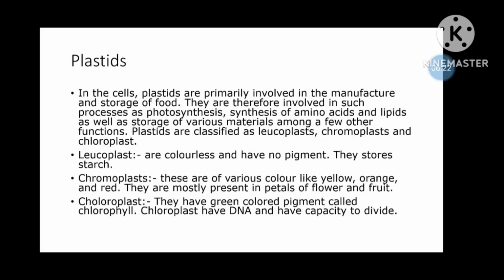Plastids are classified as leucoplast, chromoplast and chloroplast. Plastids play a very vital role in a plant cell. In plastids, photosynthesis takes place, and also the synthesis of protein and synthesis of fat takes place. This plastid is of three types. One is your leucoplast, second chromoplast, third chloroplast.